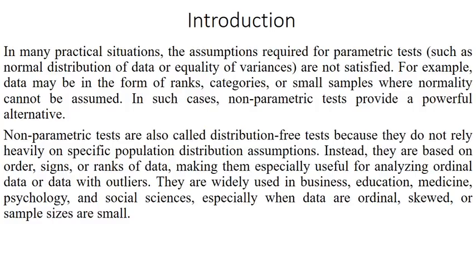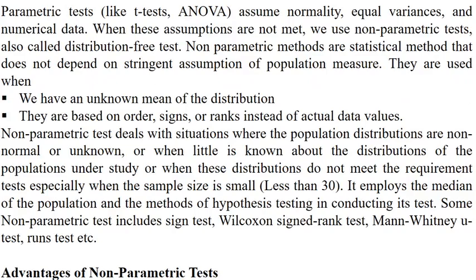They do not require your data to follow a particular distribution because they do not rely on specific population distribution assumptions. Instead, they are based on signs or ranks of data, making them especially useful for analyzing ordinal data or data with outliers. Outliers are data with extreme values. They are widely used in business, education, medicine, psychology, and social sciences, especially when data are ordinal, skewed, or when samples are small in size.